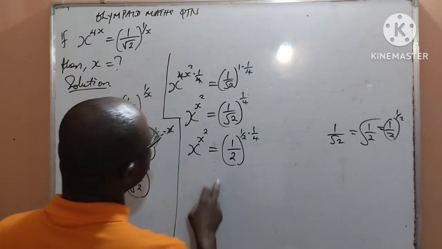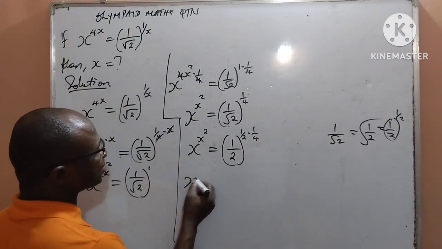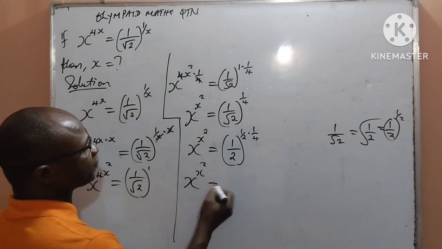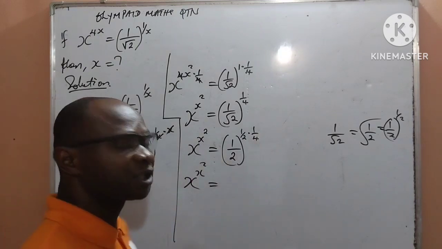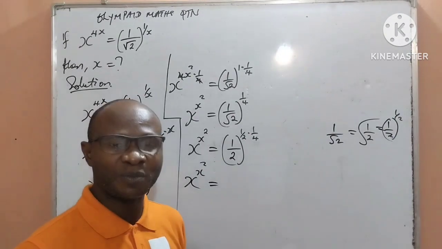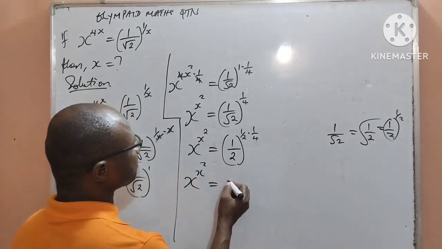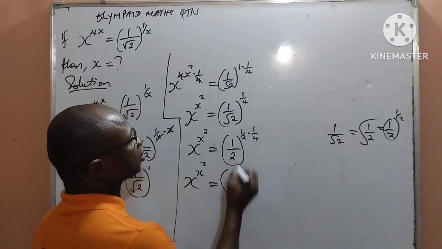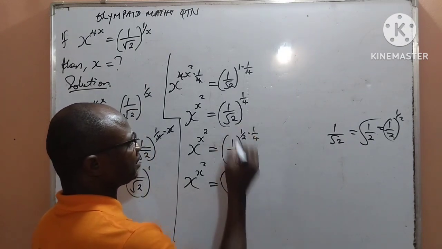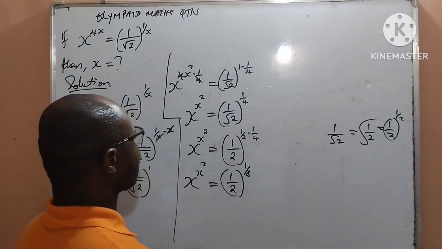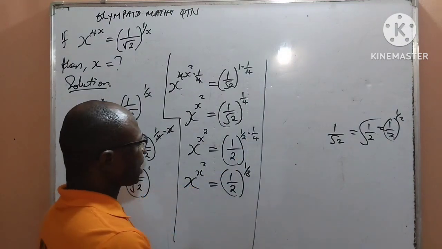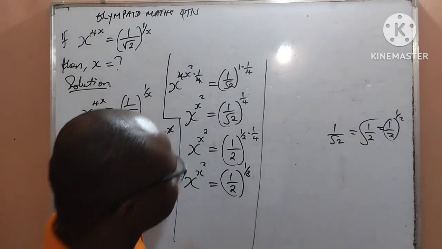Okay. We move on. I have x to the power of x to the power of 2. From here, I can multiply the exponents. 1 all over 2 multiplied by 1 over 4 will give me 1 all over 8. That becomes 1 all over 2 to the power of 1 all over 8. Very good. At this point, I can write it this way.